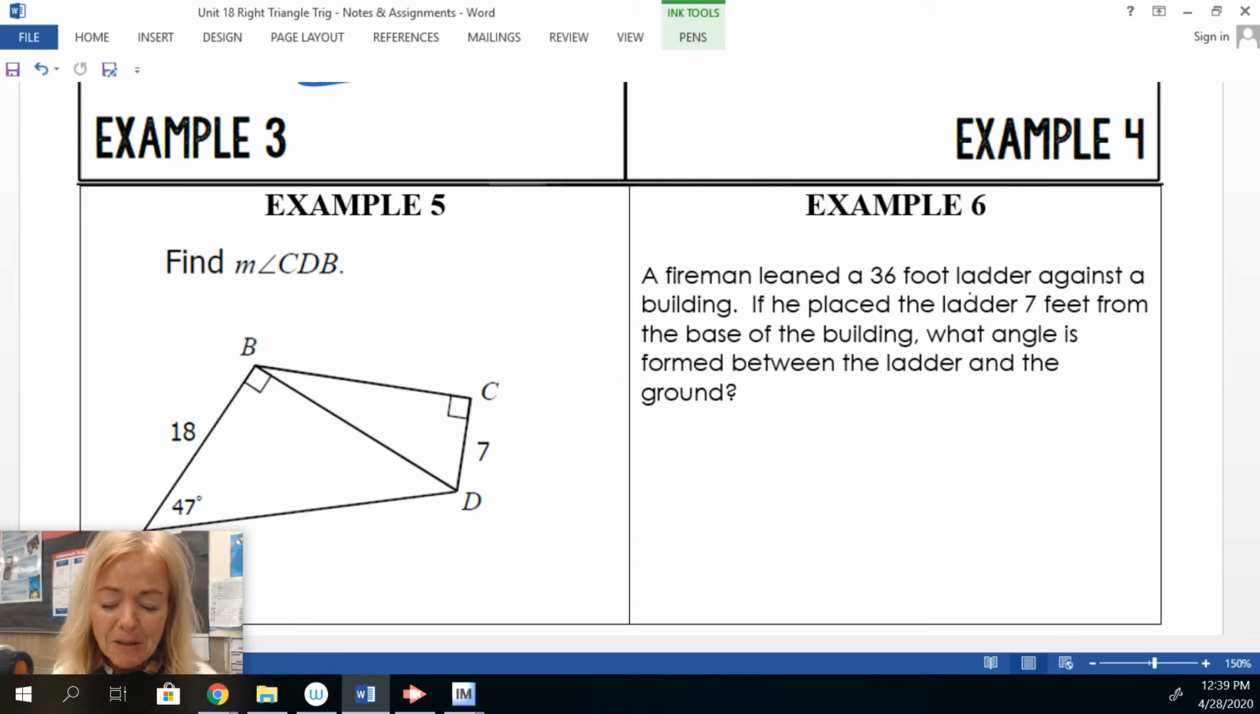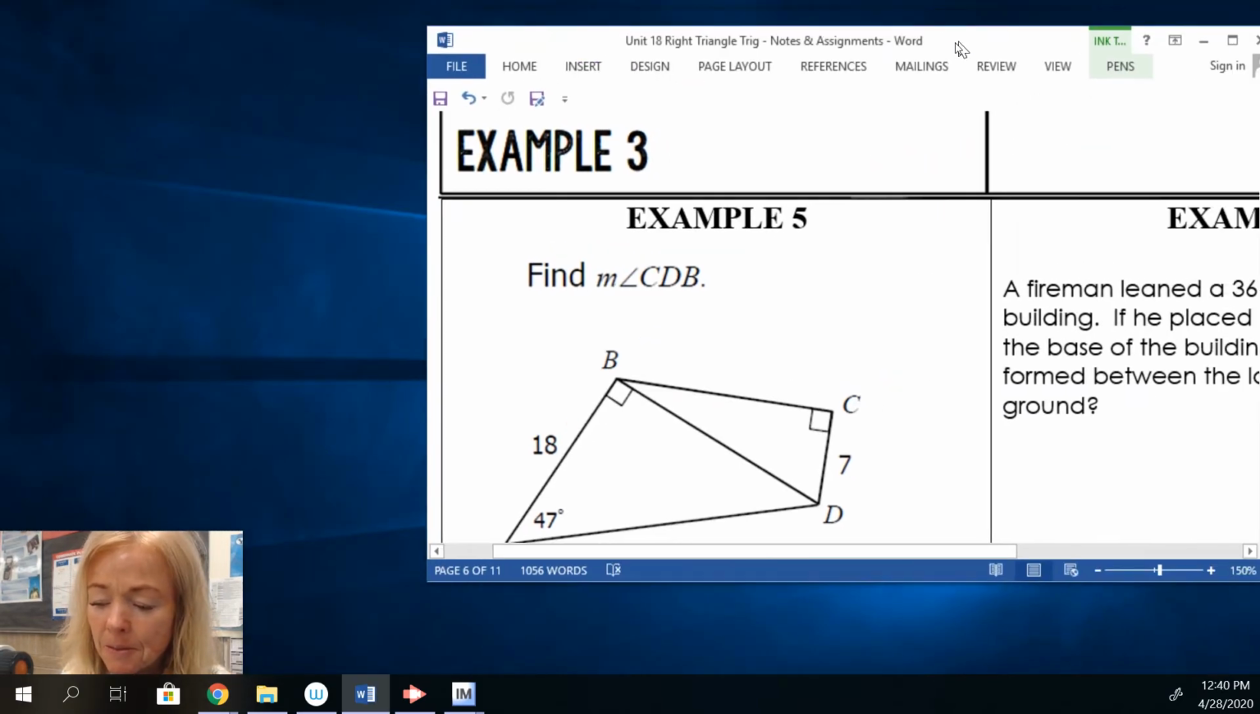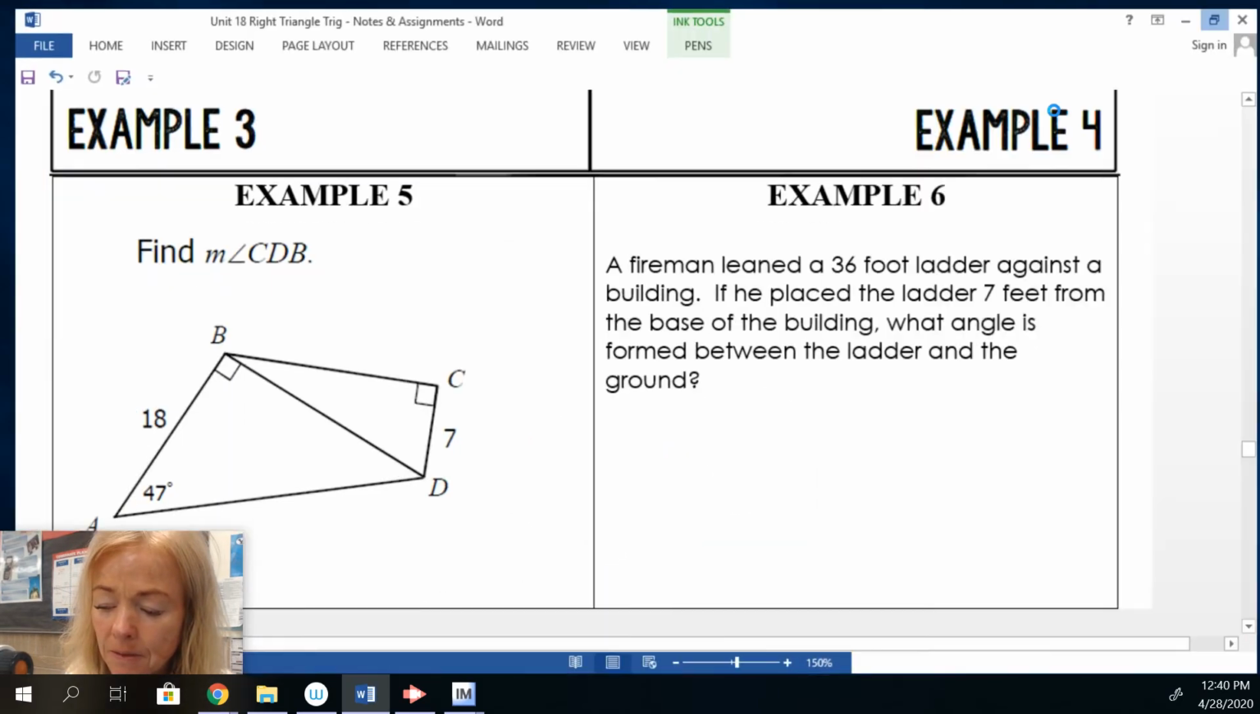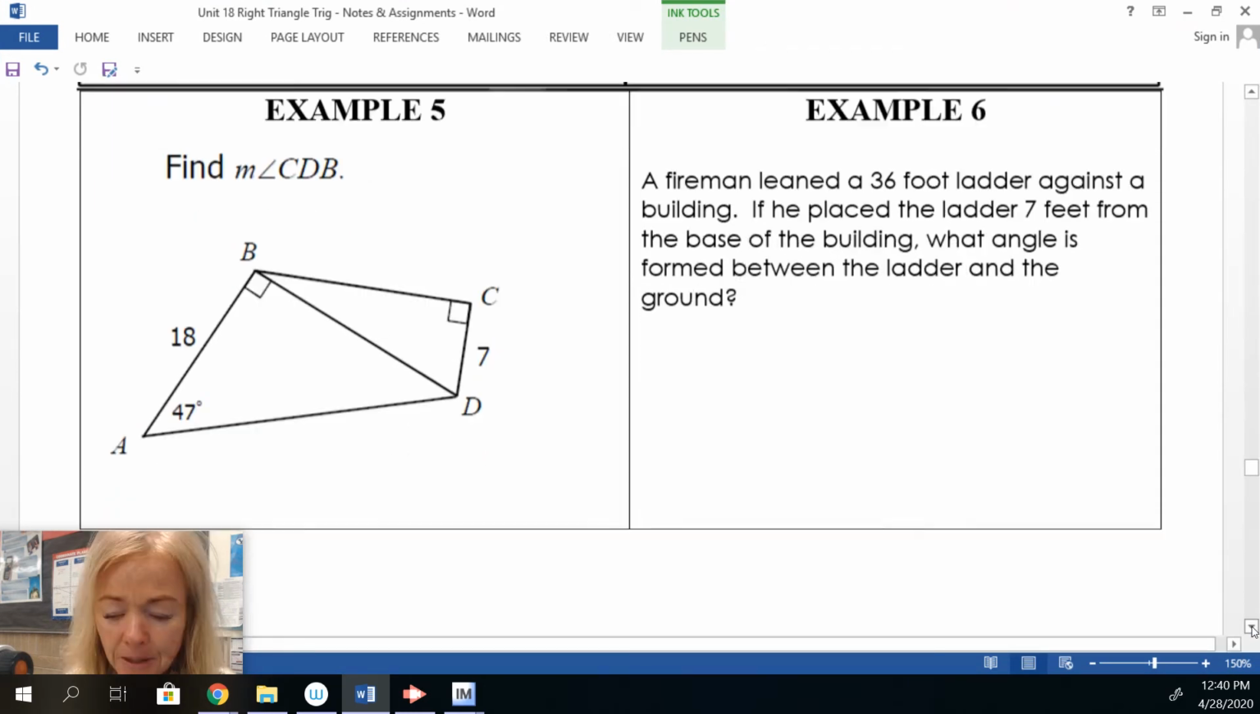So, the measure of angle CDB. Oh, no, I did not mean to do that. I just wanted to move down.